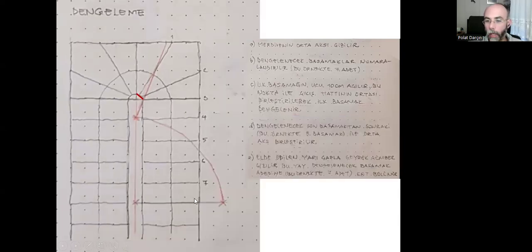Now, I wrote 7. I made the decision to balance 7 steps. I need to find the 8th step. That was the 7th step, and this is the 8th step. And I create a line like this and have a cross at their intersection with the middle axis line.